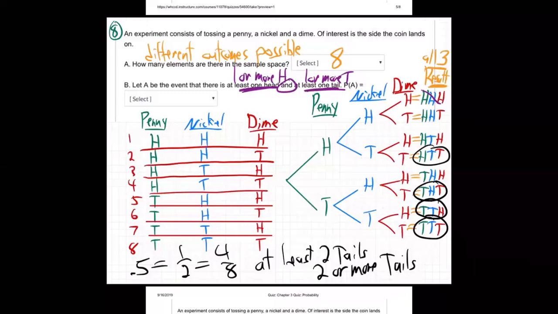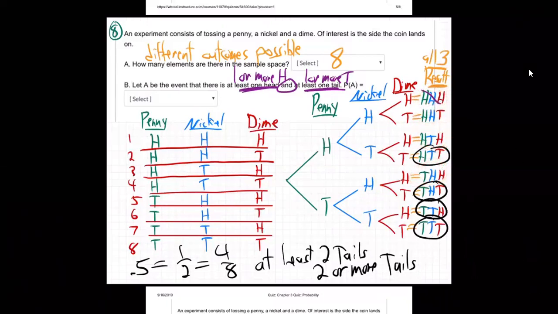So what other versions are there out there? It says at least 2 heads, or at least 1 head and at least 1 tail, which I already did. So at least 2 heads. If they said at least 2 heads, you would just circle the ones that have 2 heads or more. It'd be those 4, also 4 out of 8. 4 out of 8 have 2 or more heads, at least 2 heads, in the same way.